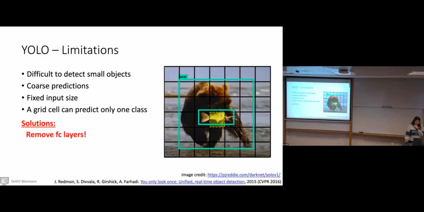Okay, so the solution, as I briefly said, is that we want to remove the fully connected layers and predict the class probability for each one of the bounding boxes, not per cell like we had before. So YOLO v2, which is actually called YOLO9000, but everyone calls it YOLO v2, removed the fully connected layers and uses a fully convolutional network. And it was also trained on multiple resolution sizes of images.